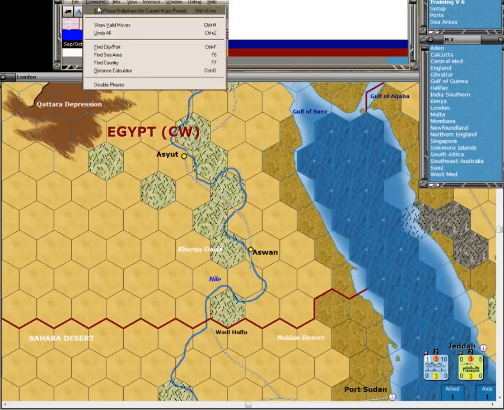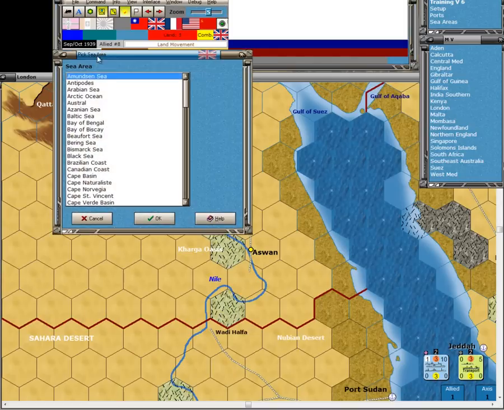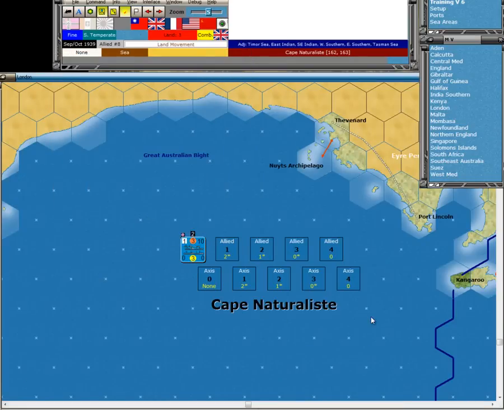The Find Sea Area works in a similar manner. It lists all the sea areas. And when you select one like Cape Naturaliste and say OK, the map centers on Cape Naturaliste. Actually, it centers so that the 10 sea area section boxes are in the middle of the screen. Where is Cape Naturaliste? Well, Great Australian Bight and an island over here called Kangaroo should give you a pretty good idea where Cape Naturaliste is.